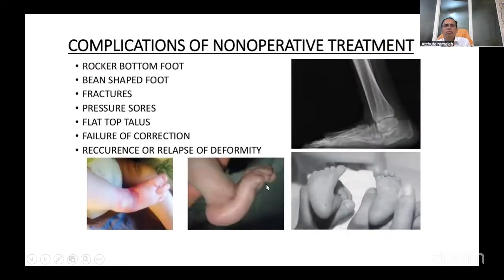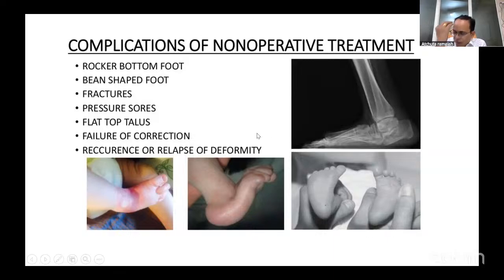Then the complications of non-operative and operative treatment. Sometimes over-enthusiastic treatment will cause exaggerated opposite positions, like rocker bottom foot or vertical talus. If the talus is overstretched, a rocker bottom foot will happen, bean shape, which is exactly the opposite of CTEV. Fractures, pressure sores, failure of correction, recurrence of deformities. So these are all complications of non-operative treatment.